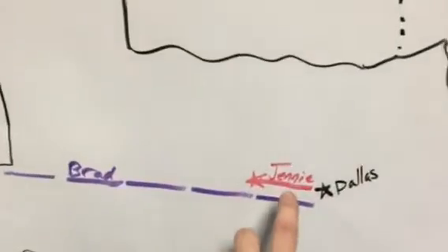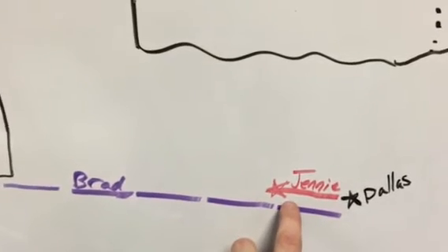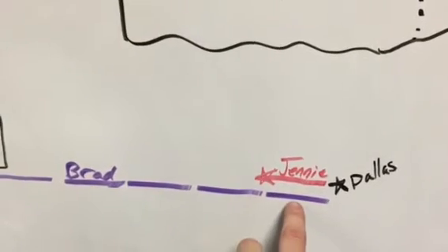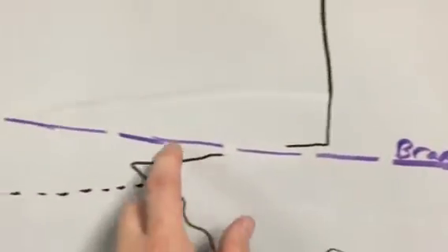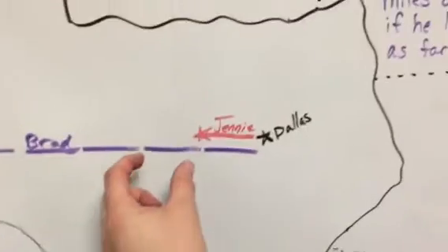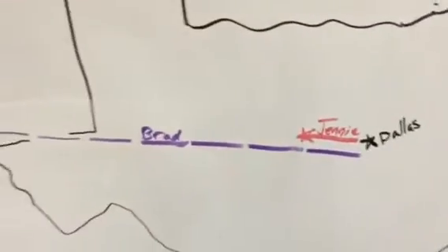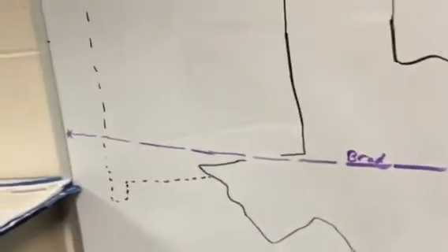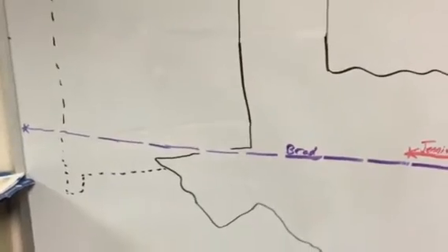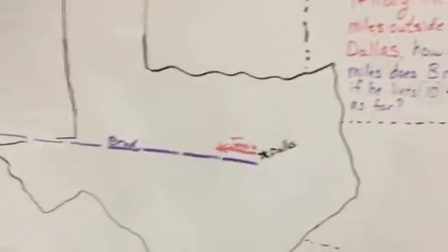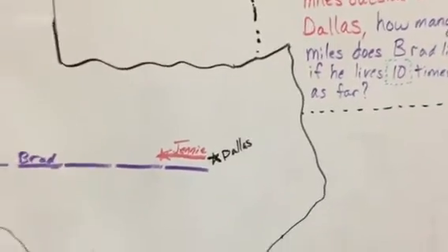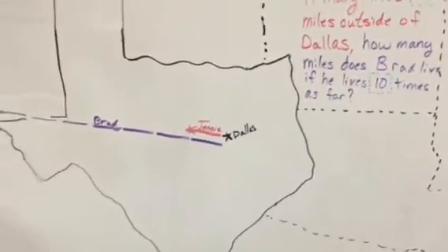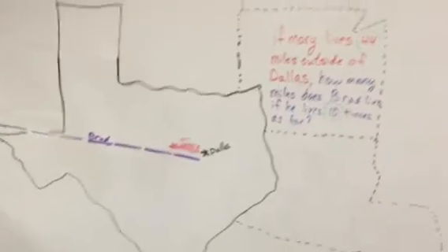And I said, here's 44 miles. This is how far Mary lives. So Brad lives 1, 2, 3, 4, 5, 6, 7, 8, 9, 10 times as far. So I made that same distance 10 times. And he lives way out past New Mexico, even into Arizona, which is not true. You can drive for 440 miles and stay inside that state. That state is huge.